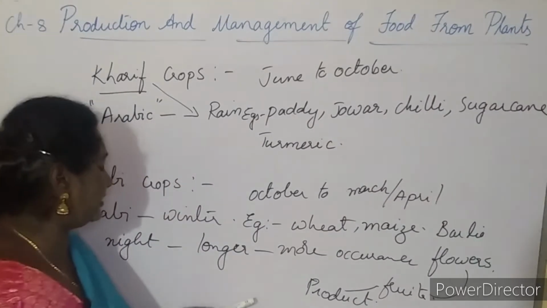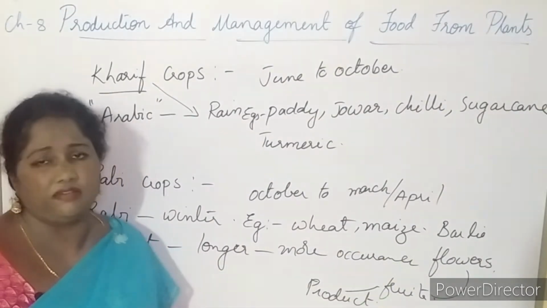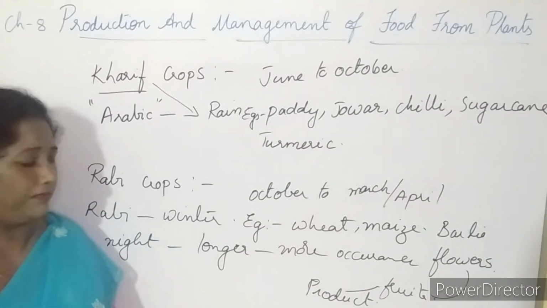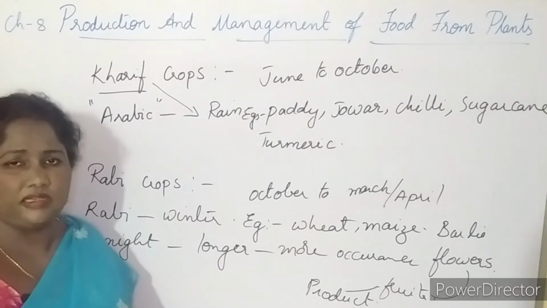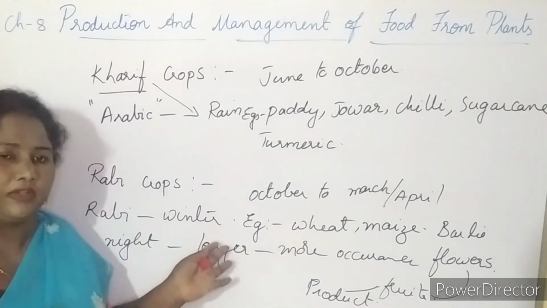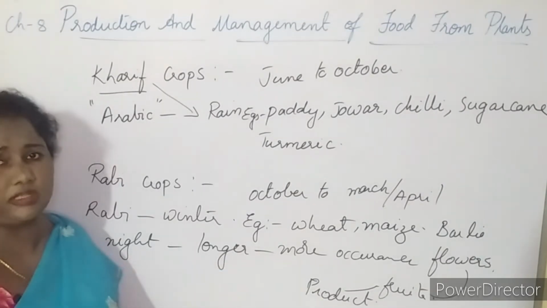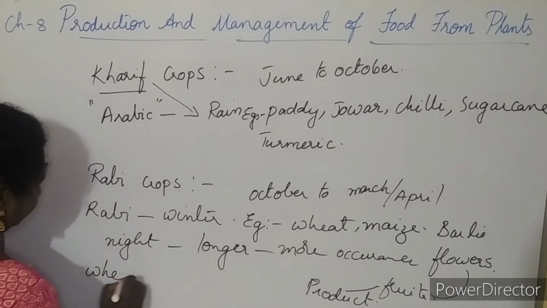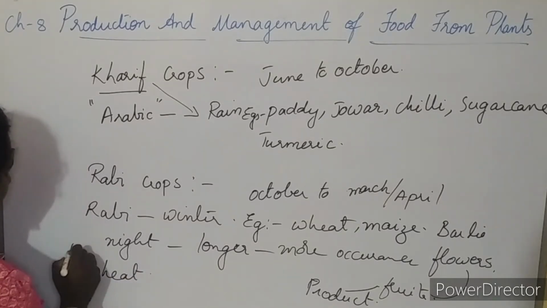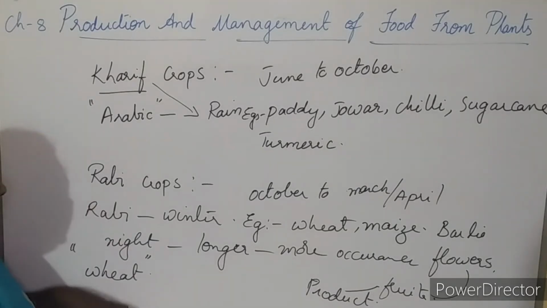So the farmer keeps in mind the time period where the flowers occur also. Mostly he will see all the months which are suitable for the crop to give more number of flowers, and in that month he sows the plant. Suppose we see wheat, we said it is a Rabi crop. So which month is very good for sowing wheat?